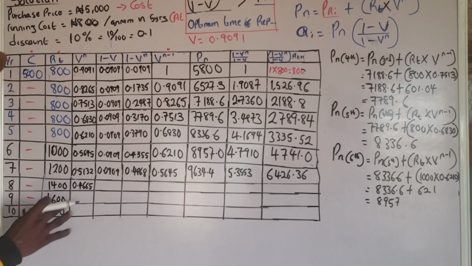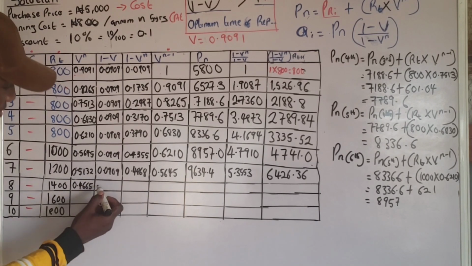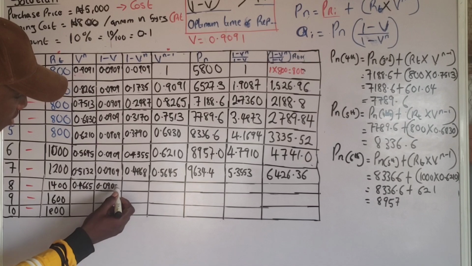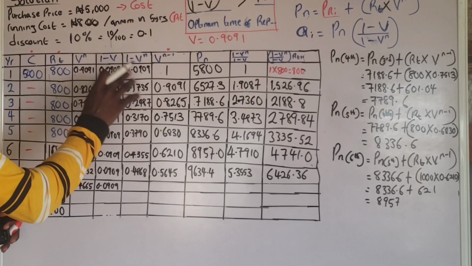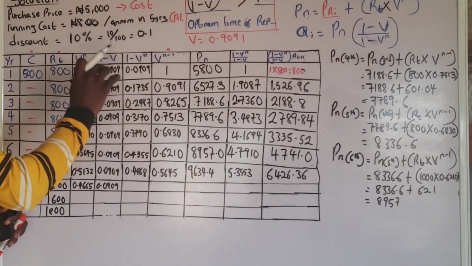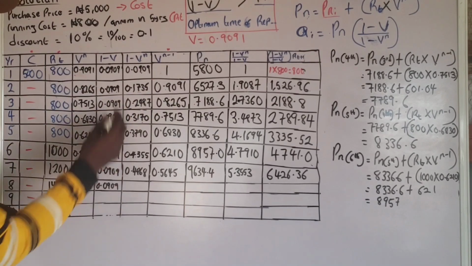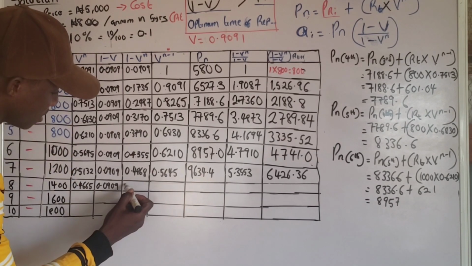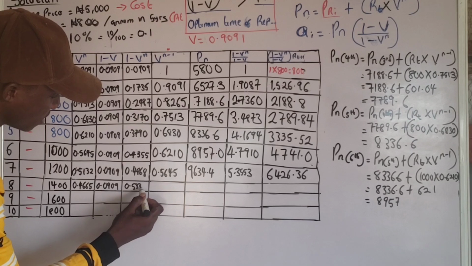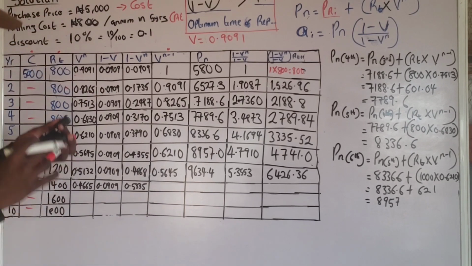0.4665. Okay, now for this I'm going to have 0.0909, because 1 minus v is still the same. If you subtract 0.9091 from 1, we are going to have this. Okay, let's proceed to 1 minus v raised to the power of n. 1 minus v raised to the power of n for year 8 is 0.5335.